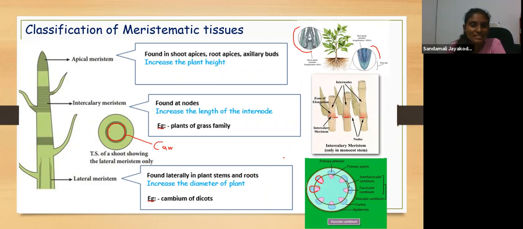Minindo, are these things clear for you? Yes, Miss, it's clear. Is there anything you want to ask me? No, it's fine. Yeah. So, yeah, we are moving to the next part.